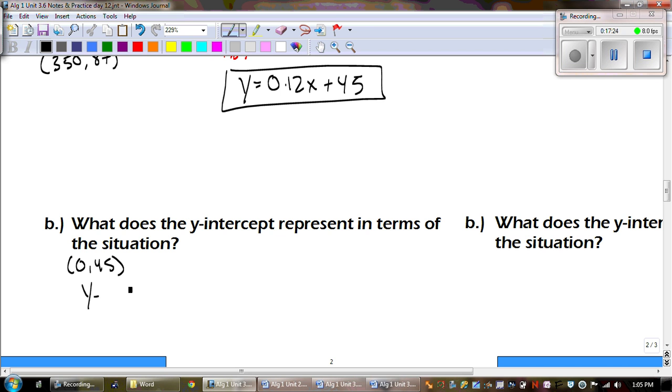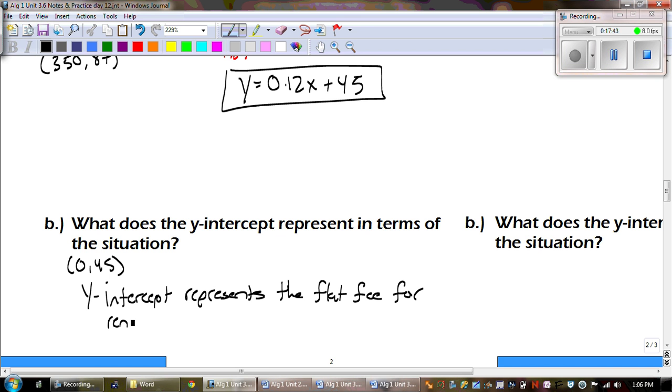Okay, the y-intercept represents the flat fee for renting a car. And here it would be $45.